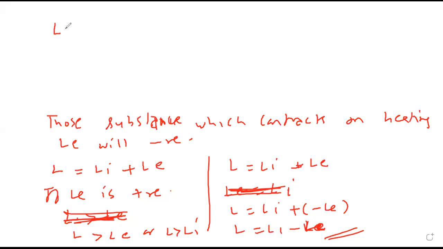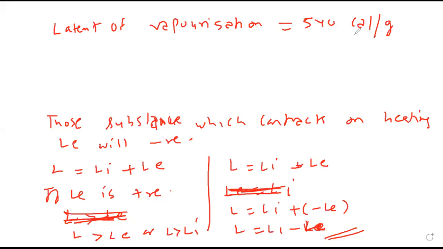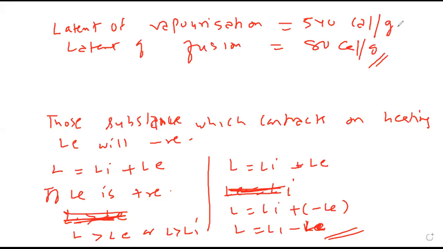Latent heat of vaporization is 540 calories per gram and latent heat of fusion is 80 calories per gram. This to remember for ice and steam.